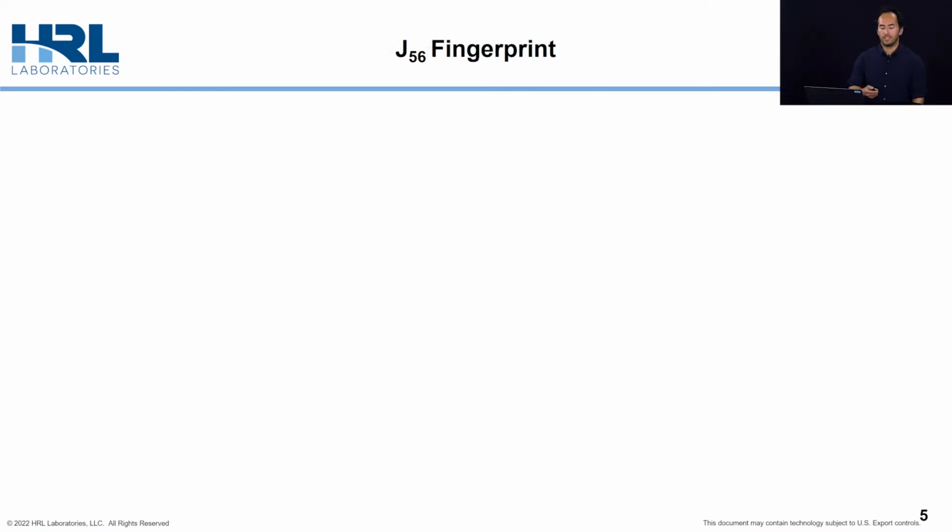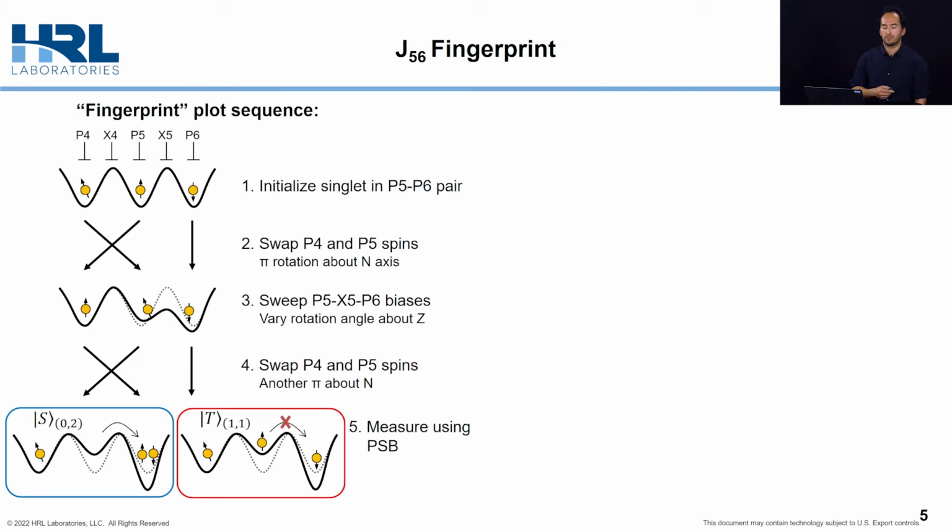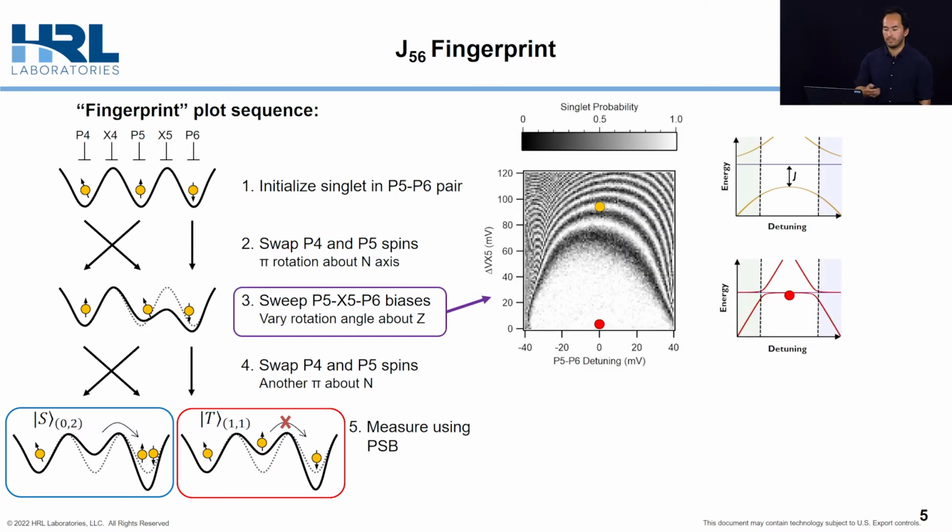But before I discuss relaxation, let me briefly introduce an experiment we routinely perform, which we call a fingerprint scan, to observe and calibrate exchange energy, in this case for the z-axis, also denoted as J56 here. Unfortunately, I won't be covering the full experimental sequence, but I will point out that this is a 3-spin experiment that allows us to observe exchange oscillations, and that it's step 3 that leads to the fingerprint-like features of the scan, where we sweep the double dot detuning along the x-axis and sweep the x-gate bias along the y-axis.